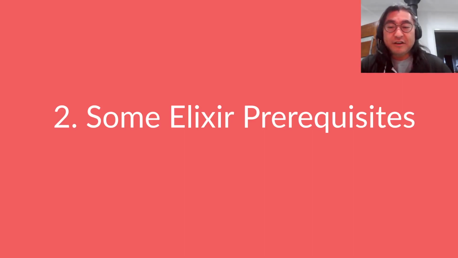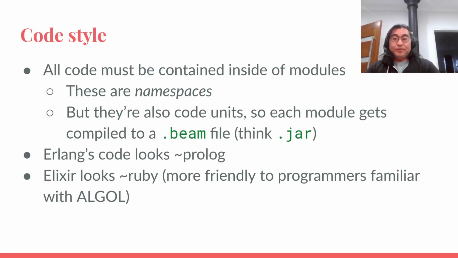Before we go on, I need to tell you a few things about Elixir. We'll try to keep it limited to the minimum that you might need to know. In Elixir and the BEAM, all code must be contained inside a module. These are conceptually just namespaces, but they're also code units. Each module gets compiled to a .beam file. If you're used to something like the Java virtual machine, you can think of this as like a jar. I believe Python also compiles things into PyC files, which are compiled Python bytecode.